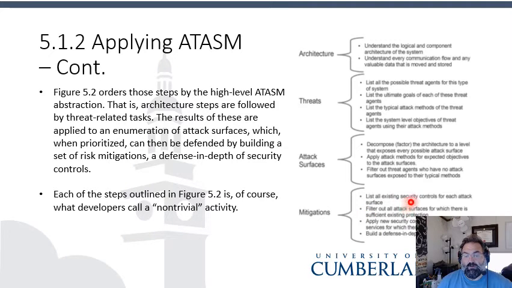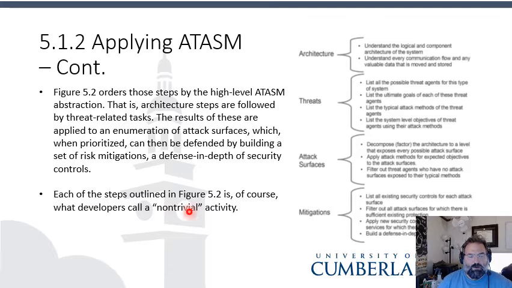Mitigation is a way that you're going to try to manage the risk and the potential exposure. So you're going to list out all the existing security controls. You're going to filter out the attack surfaces where there's sufficient protection. You're going to focus on those that don't have it. And then you're going to apply new security controls in the set of attack surfaces for which there isn't sufficient mitigation. So you're going to identify those things which need some additional help and add to it. And then you're going to do so in a defense in depth architecture, which is always a security best practice.